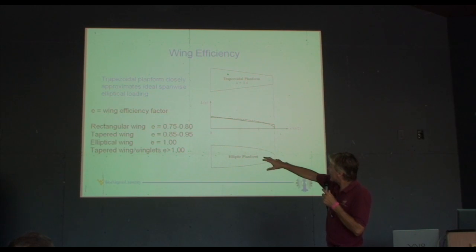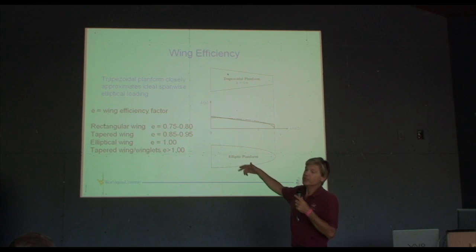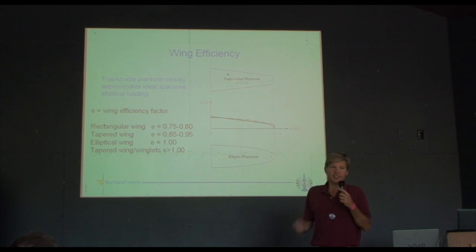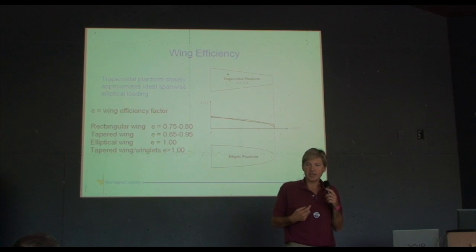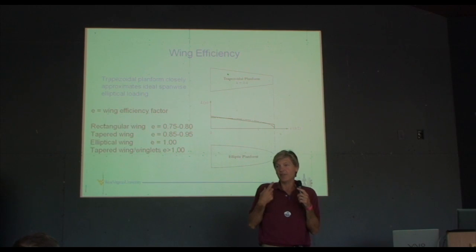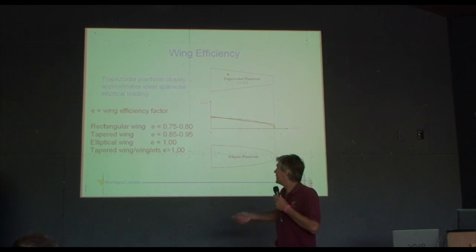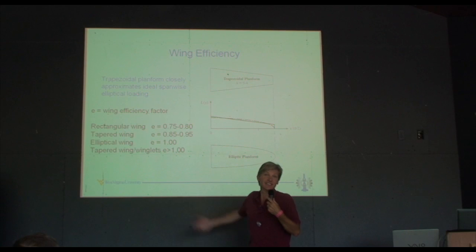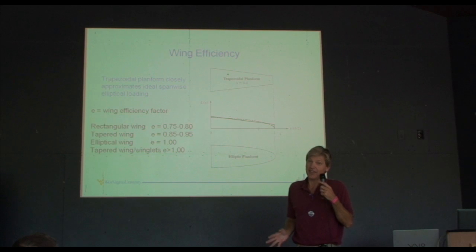Now, if we have a rectangular wing, which is really bad, we're down to like 0.75, okay? That's a 25% reduction in E, or a 25% increase in induced drag. That's not very good, right? Okay, so does anyone ever see a jet transport flying around with a rectangular wing? Yeah, there's your answer right there. 25% more drag, you wouldn't have a job very long if you designed that wing.